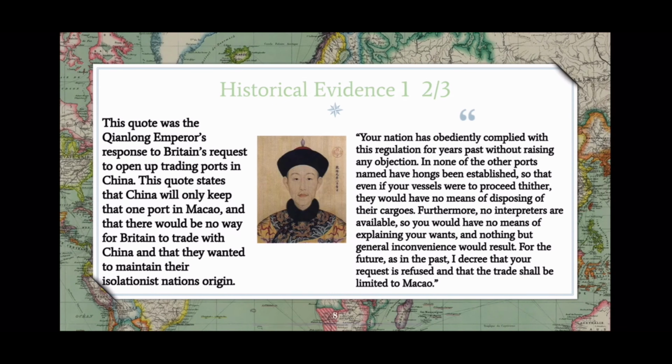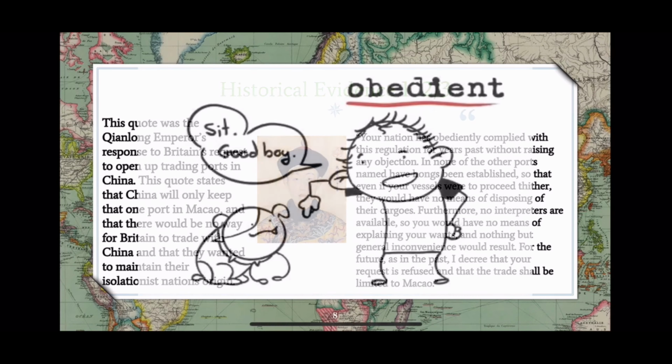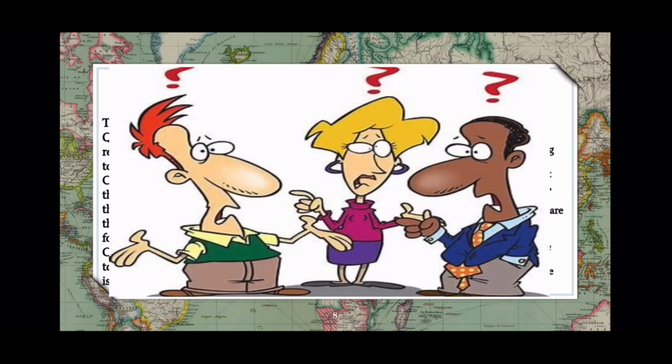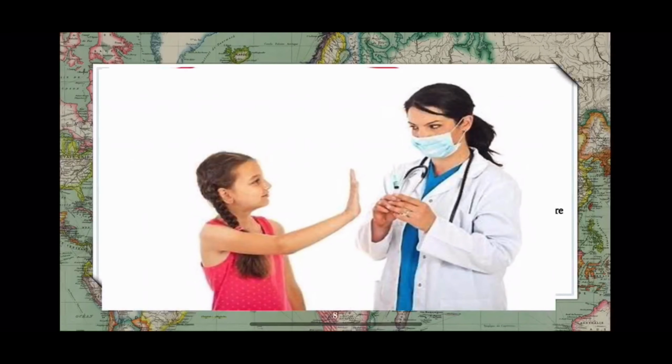This quote was the Qianlong Emperor's response to Britain's request to open up trading ports in China. This quote states that China will only keep that one port in Macau and that there will be no way for Britain to trade with China, and that they wanted to maintain their isolationist nation's origin. And this quote states, "Your nation has obediently complied with this regulation for years past without raising up any objection, and none of the other ports named Hongs have been established, so that even if your vessels were to proceed there, they would have no means of disposing their cargoes. Furthermore, no interpreters are available, so you would have no means of explaining your wants, and nothing but general inconvenience would result. For the future, as in the past, I decree that your request is refused, and that trade shall be limited to Macau."